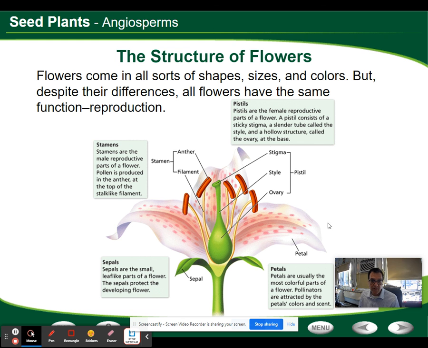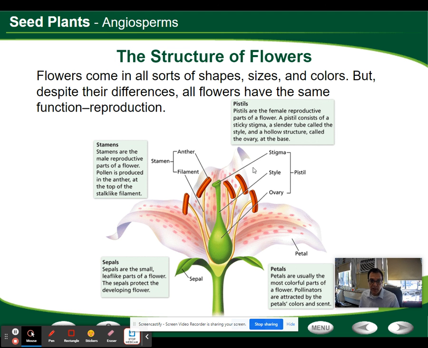So let's go over the parts of the flower, and then we'll discuss how they kind of work together. So there's a male part and a female part of a flower. A male part is called a stamen, and a female part is called a pistil. And so some flowers have both male and female parts and are called perfect flowers, such as this. Some flowers are not perfect flowers, and they might have male parts or they might have female parts. Some flowers need to find other flowers to reproduce, and some can reproduce by themselves.